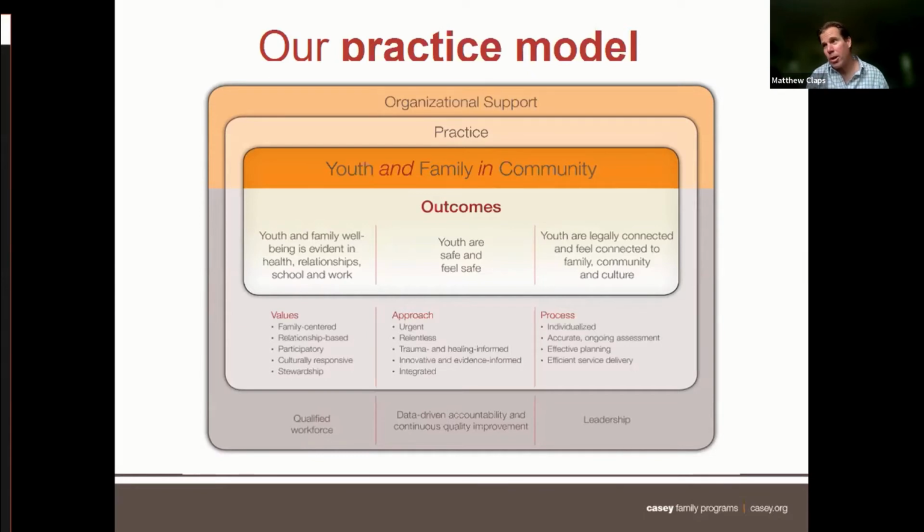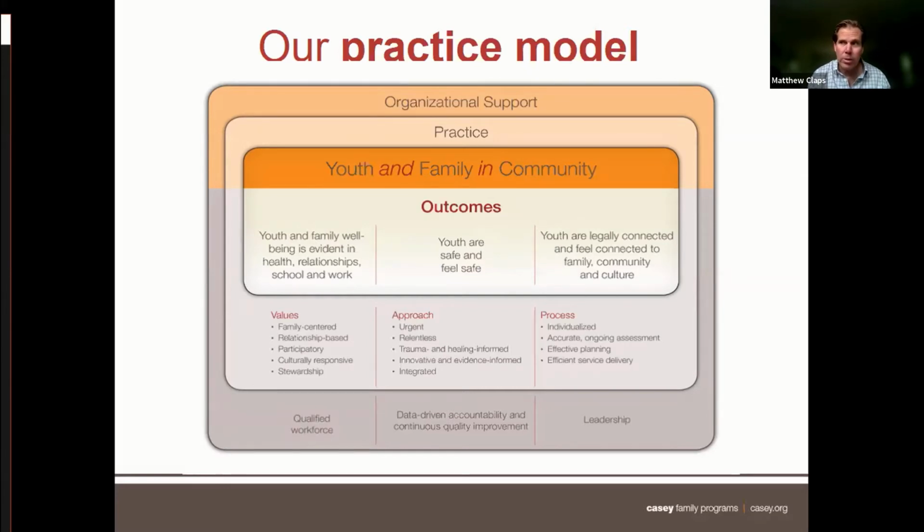So first and foremost, our work is about how we can achieve outcomes for all of our youth and families so that they are safe and that they feel safe, and that they are legally connected and feel connected to family and community and their culture, so what we'll call legal and relational permanency, and that their well-being is enhanced and that they can thrive, and that that's evident in the health and the relationships that they have in school and work. And we believe that this work gets done by way of our values and our approach and our processes that we use in our practice.